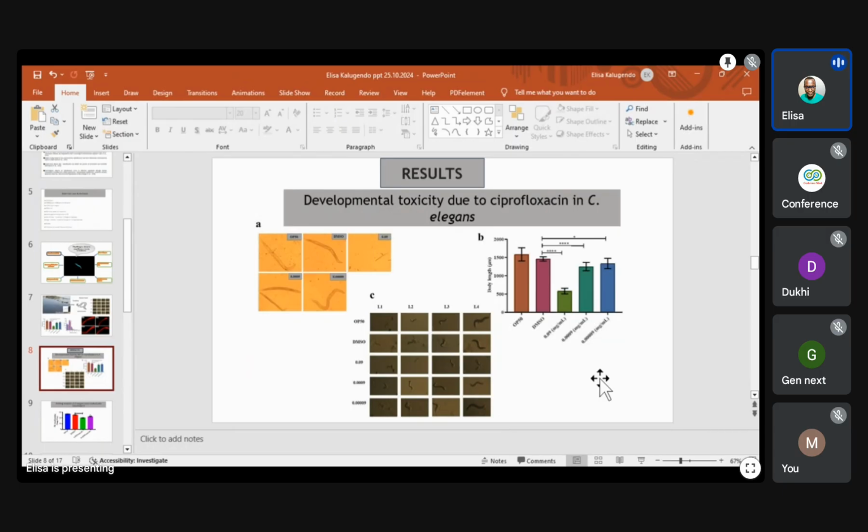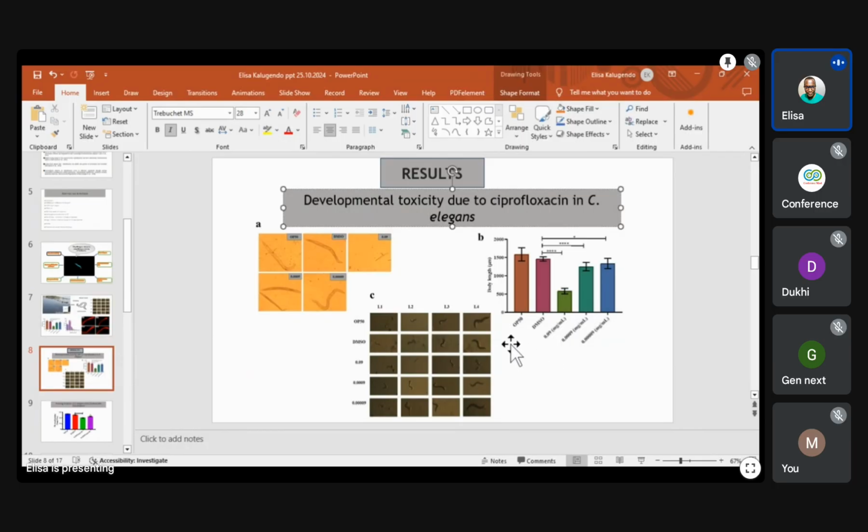Results. So this is a summary of the results we obtained from our study. The first parameter was to study the developmental toxicity due to ciprofloxacin in C. elegans. We found that when we subjected the worms to ciprofloxacin at different concentrations, 0.0009, 0.009, 0.09, which are times 10, times 100, times 1000, at both the highest and the lowest concentration we used, there was a decline in the body length and the body morphology in C. elegans.